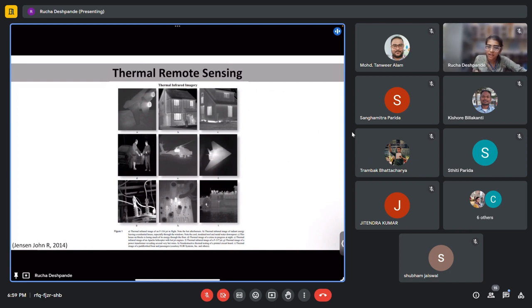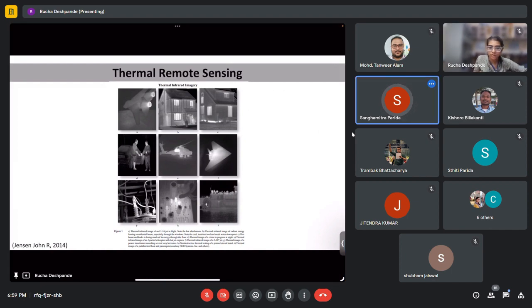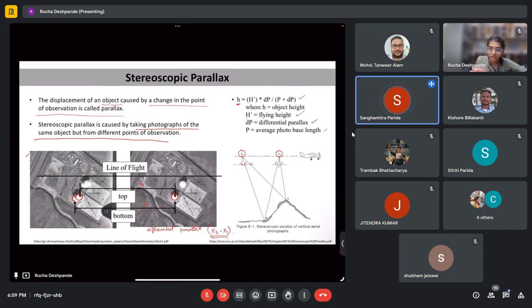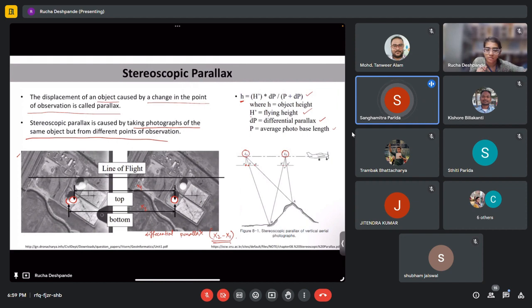Okay, so we'll start with thermal remote sensing now. So in the previous one, you just go to previous slides. Differential parallax. Will you tell again?